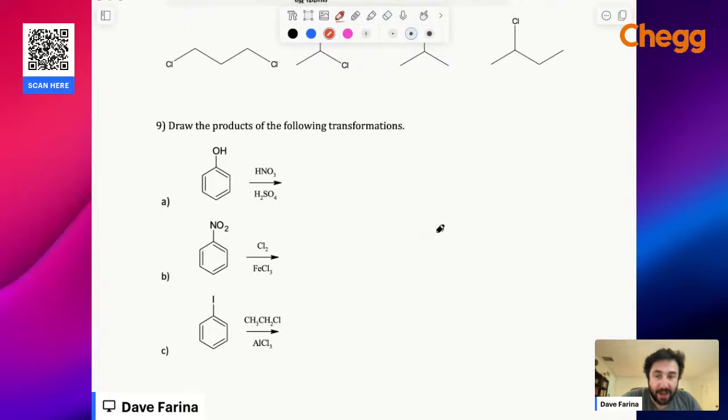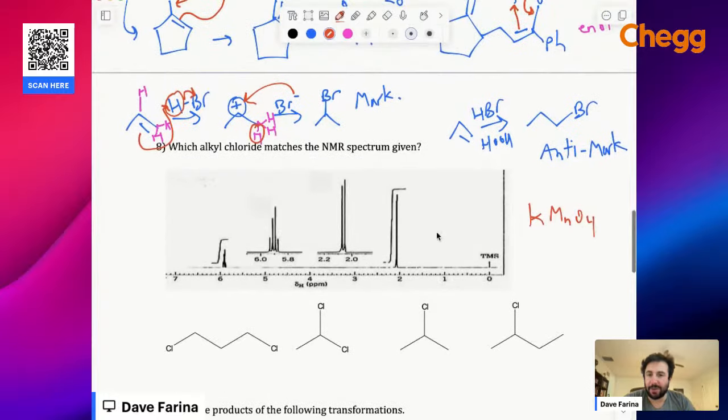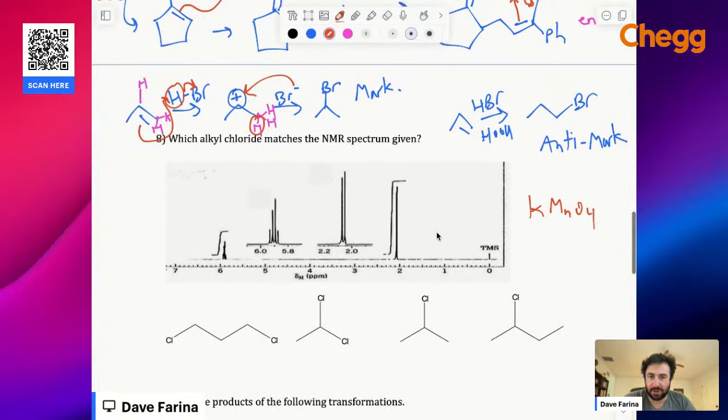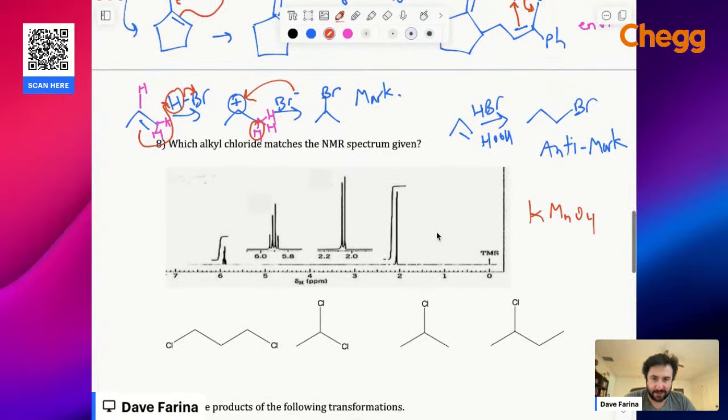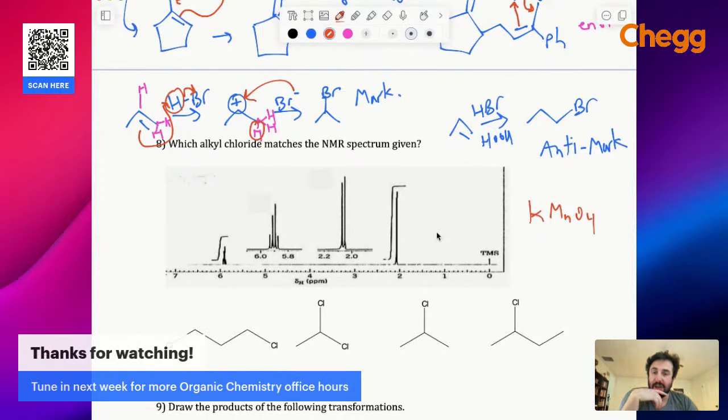I was hoping to get to this NMR today, but we had a bunch of questions, so I wanted to make sure I answered all your questions. But we'll start with this NMR. I know a bunch of you have been asking for some spectroscopy, so I'm going to load up some NMR, some IR, maybe some combos to try to identify molecules, and then we'll get into electrophilic aromatic substitution, because that's a very big unit. We do have to talk a lot about that as well. So we will start that next week.